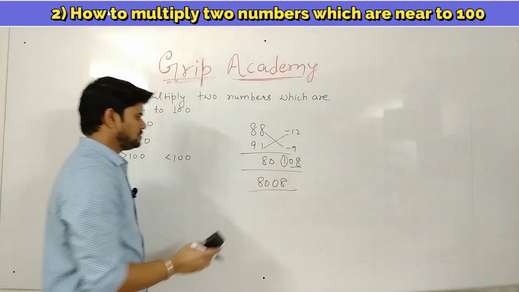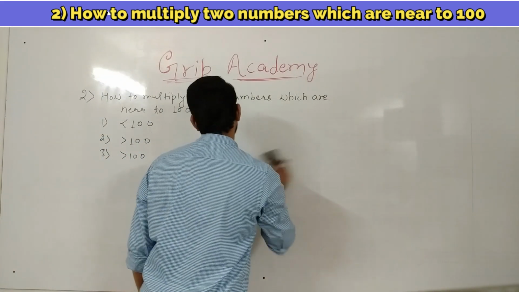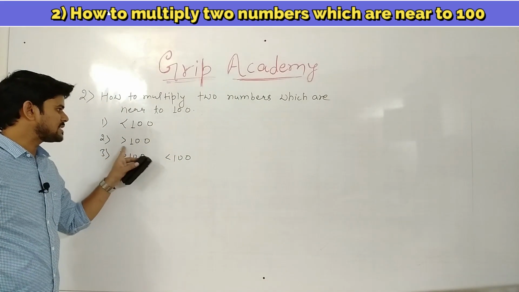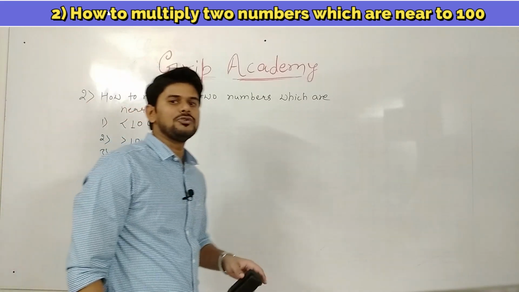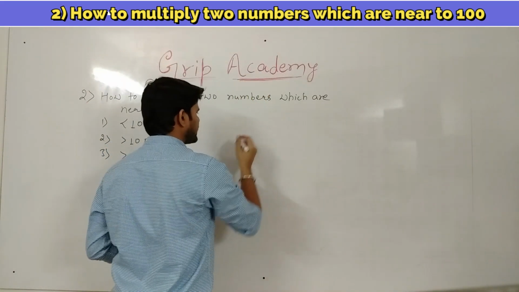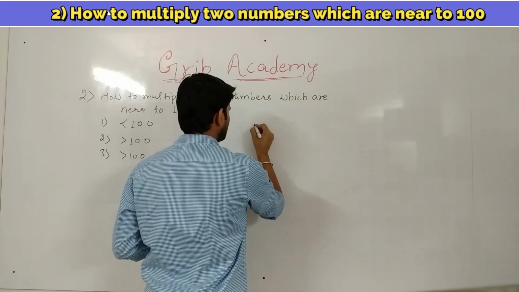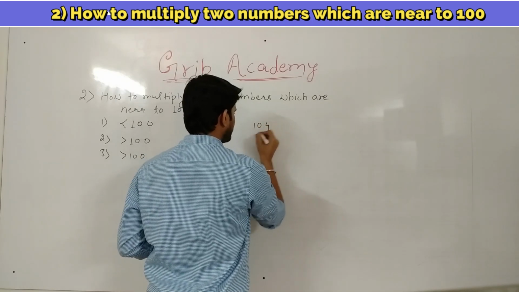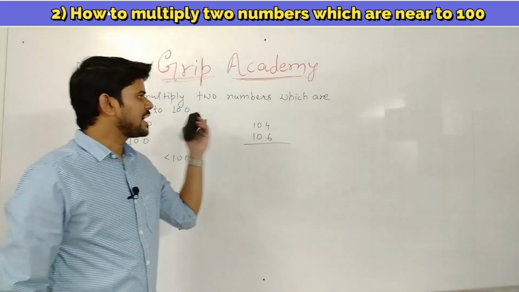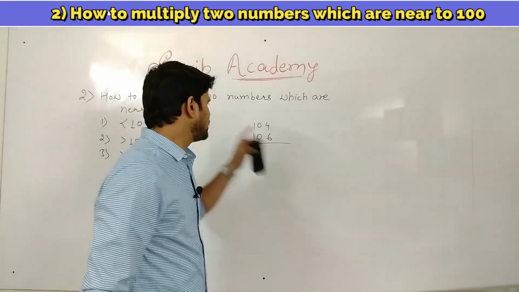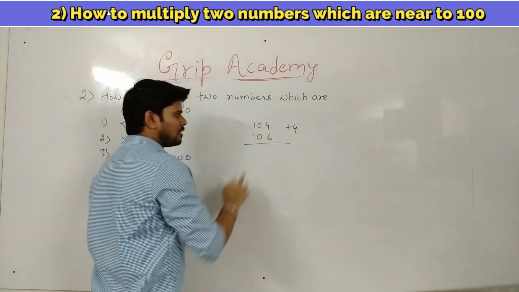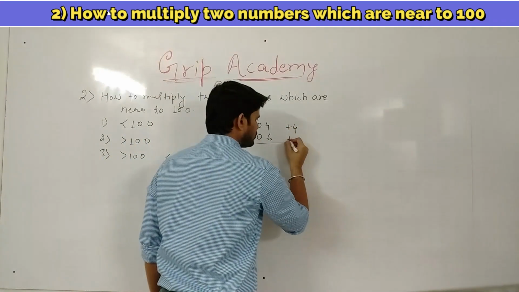Okay, so let's come to the second case. So in second case, if both the numbers are greater than 100, then how we will multiply. Okay, so let's take an example of two numbers which are greater than 100. So consider we have to multiply 104 and 106. So here we will be seeing how much it is greater than 100. 4, so we will write here plus 4. How much is this greater than 100? 6, so we will write here plus 6.